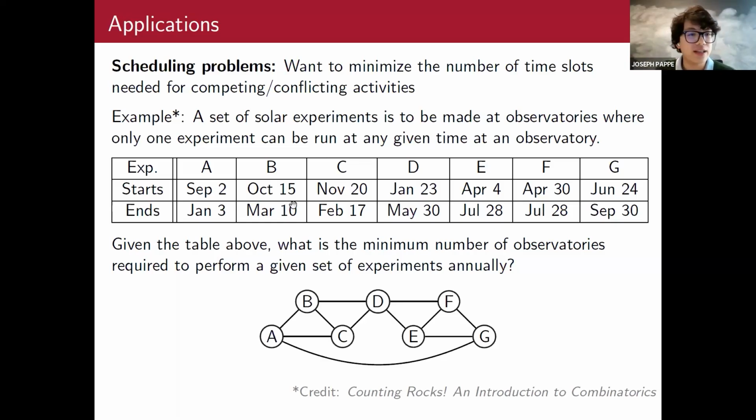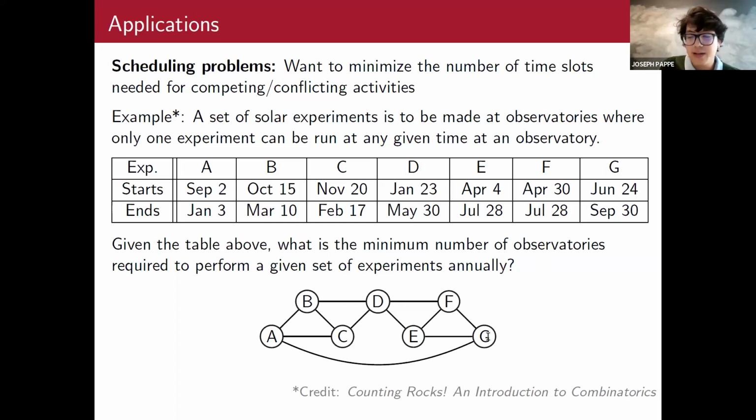So for instance, I claim that this is the corresponding graph to this problem. And why is that? Well, as we saw earlier, experiment A overlaps with experiment B, so that's why they share an edge. And experiment B also overlaps with experiment C, so that's why they share an edge, and so on and so forth. So we have an edge whenever two experiments overlap. So how could we solve this problem? Well, finding the minimum number of observatories is exactly the same thing as finding the chromatic number of this graph. So this is one place where the chromatic number shows up.